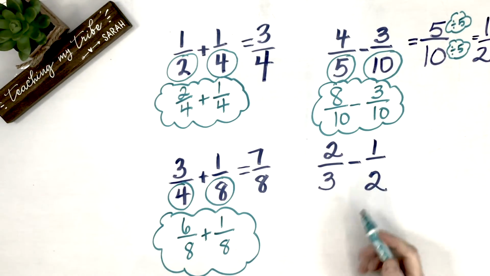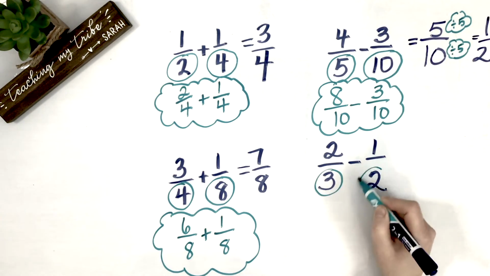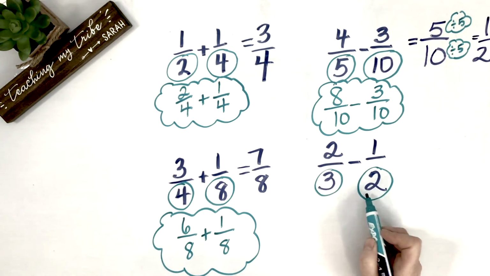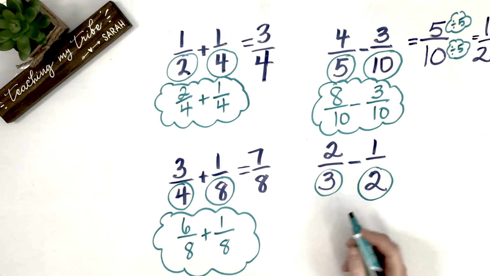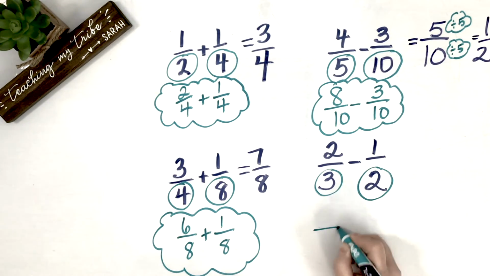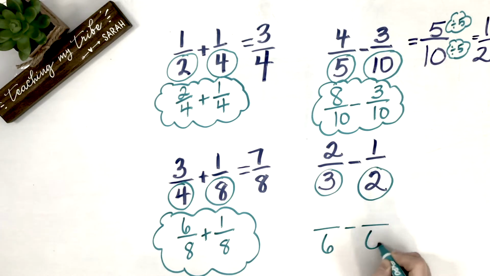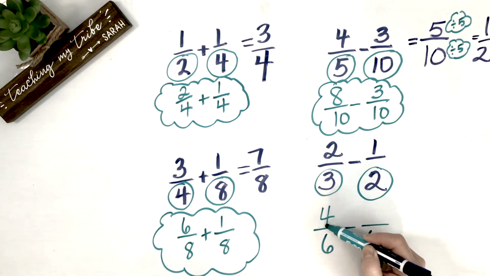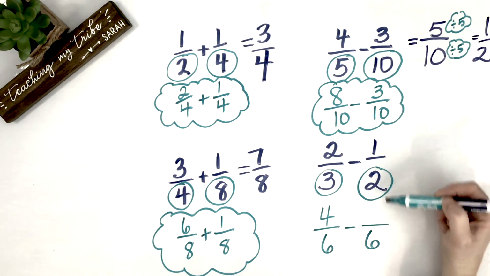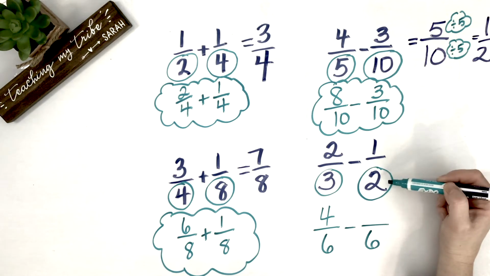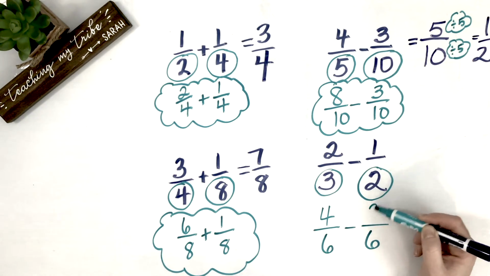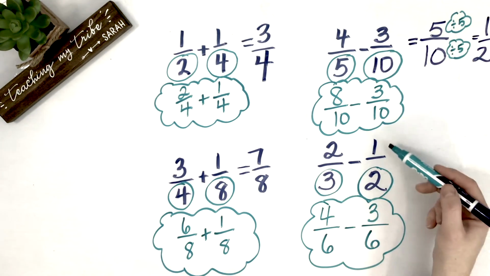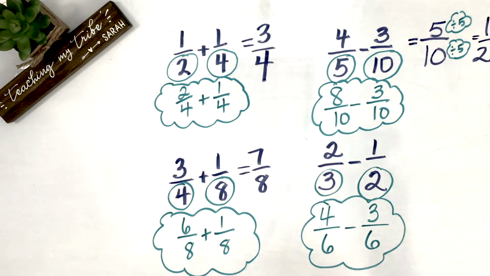2/3 minus 1/2. Okay, what is the least common multiple between 3 and 2? Well, it's not 3 or 2, unlike the other ones. It is 6. So we're going to have to rewrite each of these. 2/3, I'm going to have to double each of the numbers. 2/3 is equal to 4/6. I'm going to have to triple the numerator and then the denominator in this case. So here's what we're thinking in our head. Thinking 4/6 minus 3/6 equals 1/6.